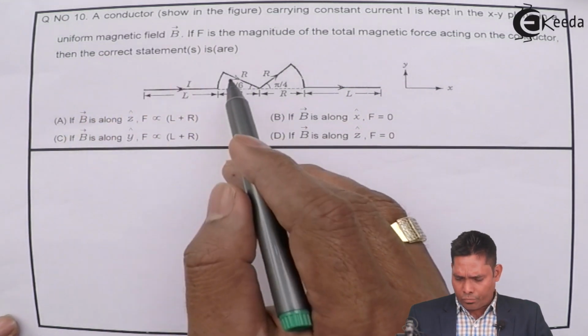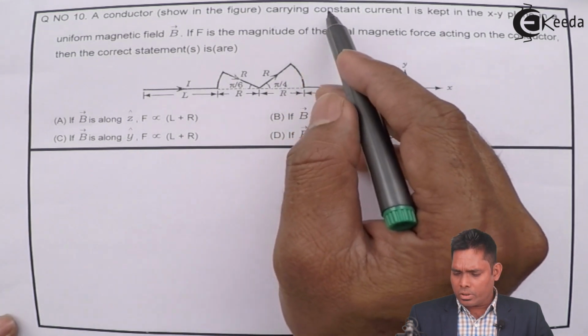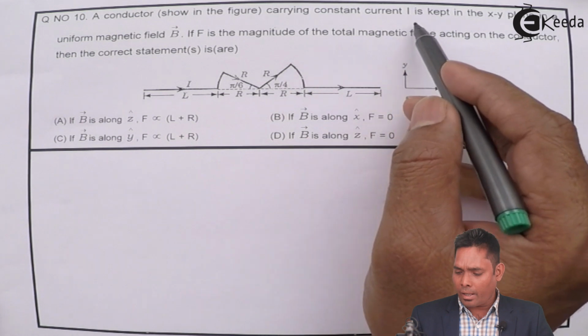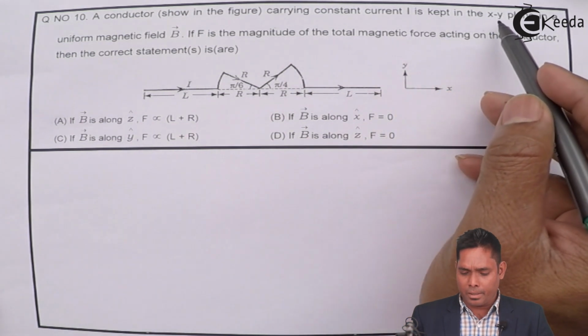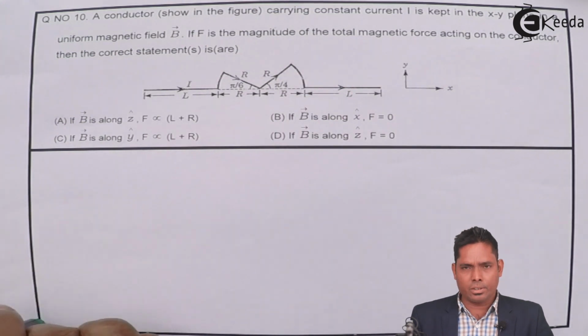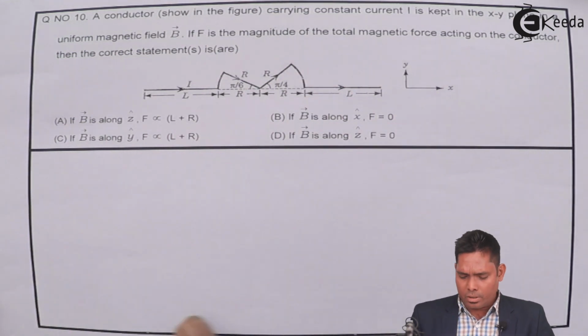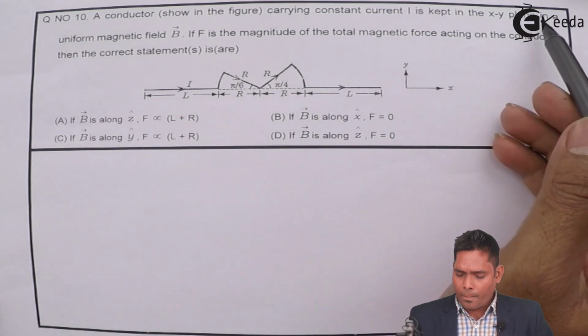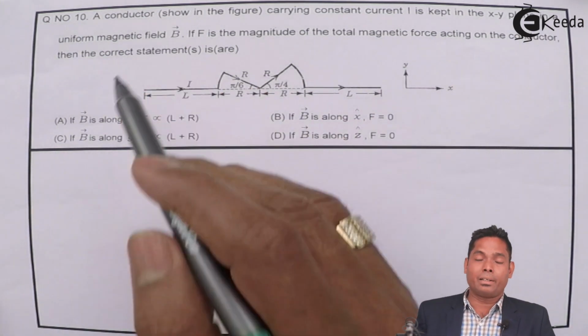A conductor shown in the figure carries constant current I. This current is flowing through this. I is constant in the xy plane. So in this plane, this is kept here, and this is your z-axis. This is x, this is y, and this is the positive z-axis, with uniform magnetic field B.